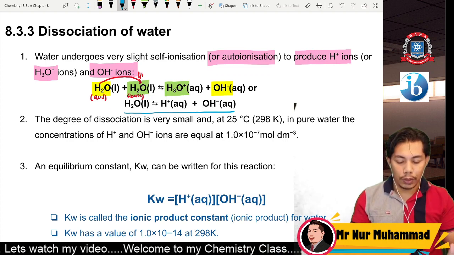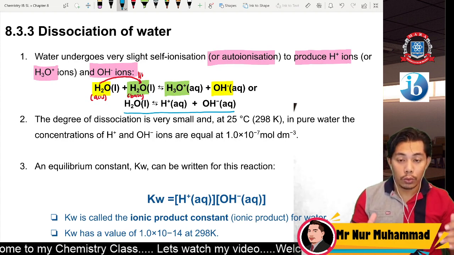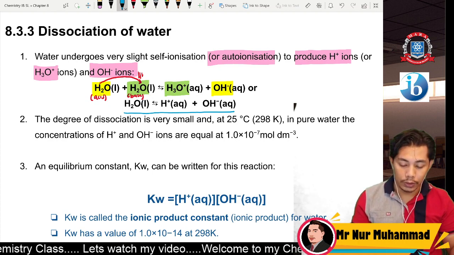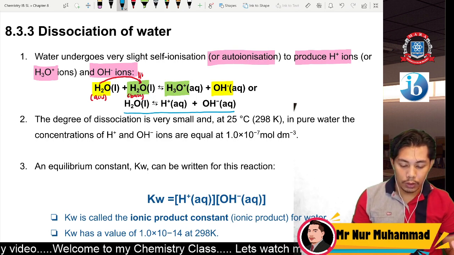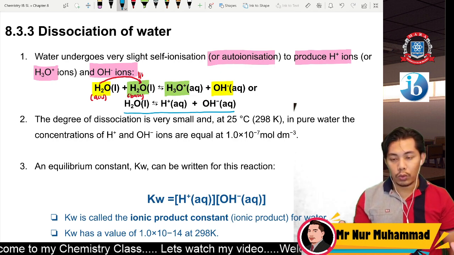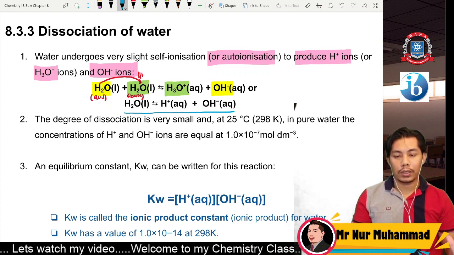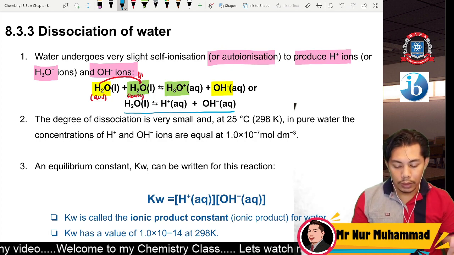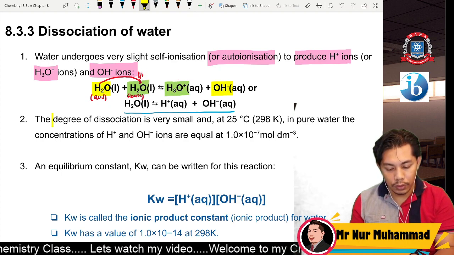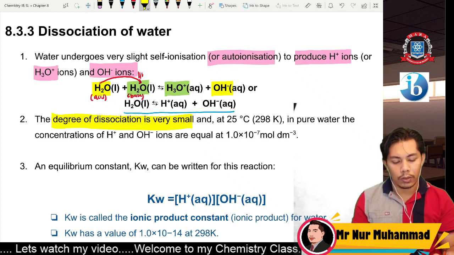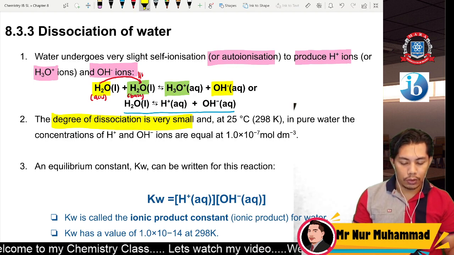This is different compared to salt or acid, because acid ionizes in water, salt also ionizes in water, but water is already acting as a solvent. So this molecule will react with another water molecule. One molecule will become a Bronsted-Lowry acid and one molecule will become a Bronsted-Lowry base. This is how water ionizes. The degree of dissociation is very small. Please take note that water can dissociate, but the dissociation process is very small.